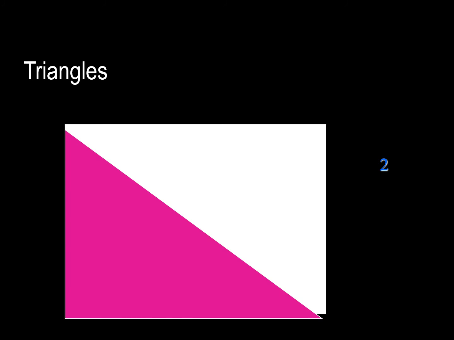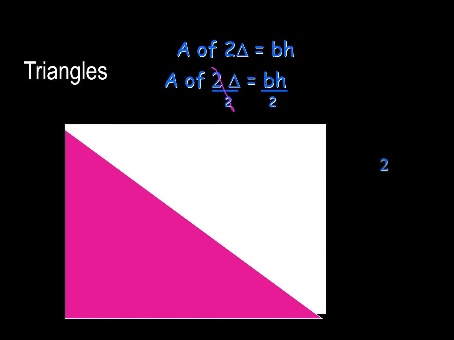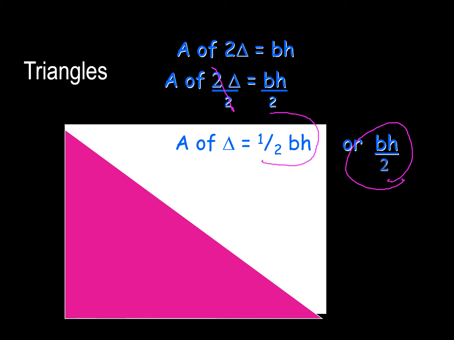So next we're going to look at a triangle. If you take a rectangle and you split it with a diagonal, you get two triangles. So is the area half of a rectangle? Yeah. And if you think about the formula, the area of two triangles is equal to the area of one rectangle, and to get the triangle by itself, you're going to divide out the two, and you're left with base times height divided by 2. Or some books will say 1/2 base times height. Either way, I like base times height divided by 2 because it's quicker to put in the calculator.